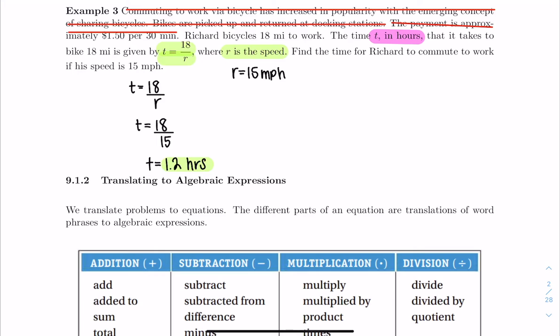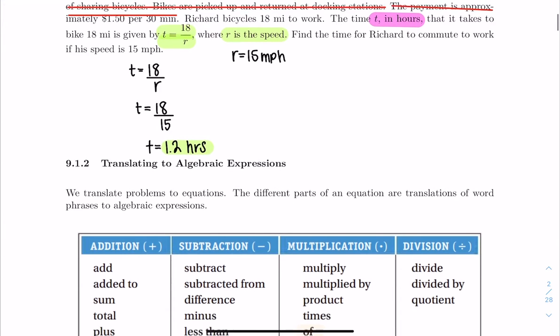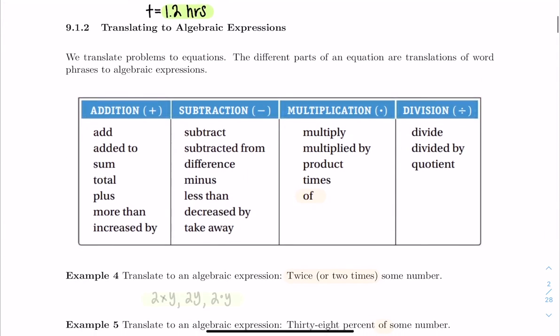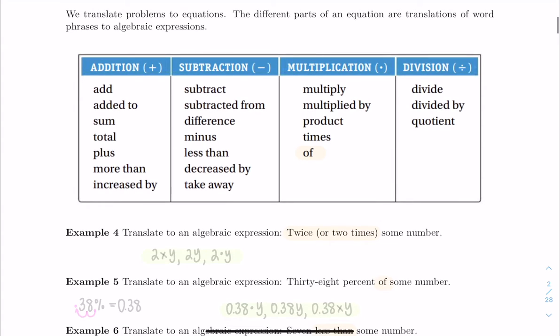And the last thing we want to talk about for this section is translating problems to equations. This tends to be one of the hardest things for students to do. So we have a little chart here that helps us translate word phrases to algebraic expressions. So whenever you see the word add, added to, sum, total, plus, more than, or increased by, that's going to translate to an addition sign.